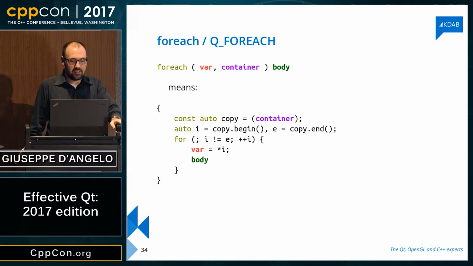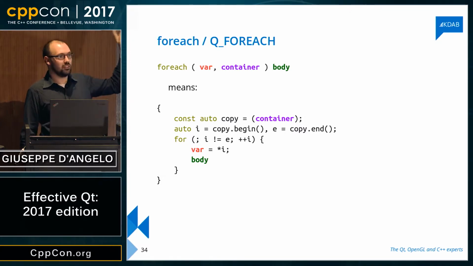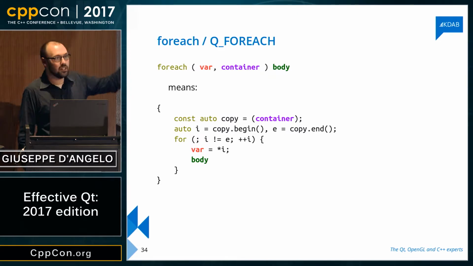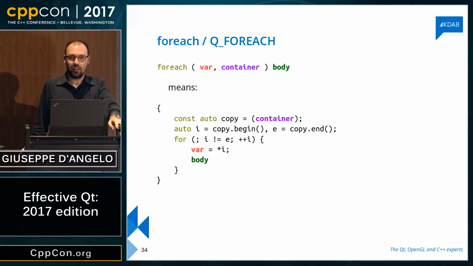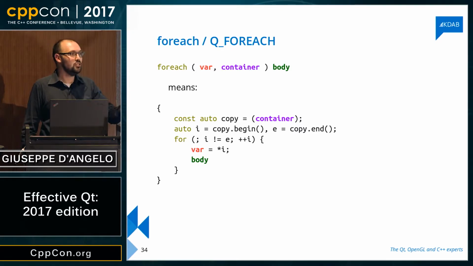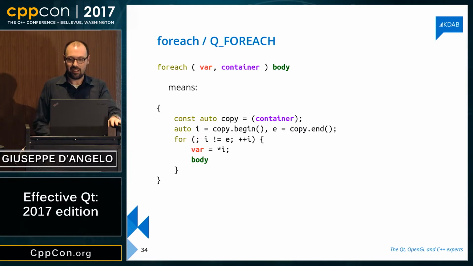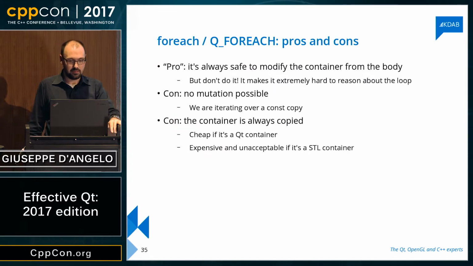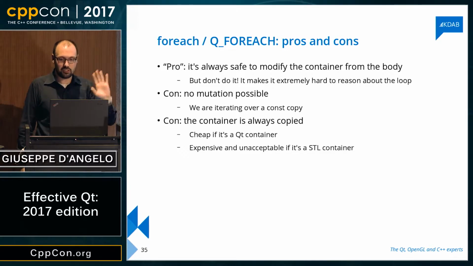The second problem is this is iterating over a const copy of the container. So a mutating loop is impossible. I cannot modify the container because those i and e will be const iterators. And what's worse, those are const iterators on a copy of the container, so they have nothing to do with the original. Yep, so it's just bad. Don't use this ever, okay? Con. Just don't use it.